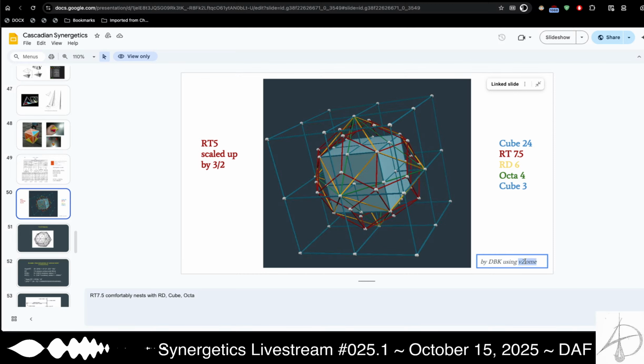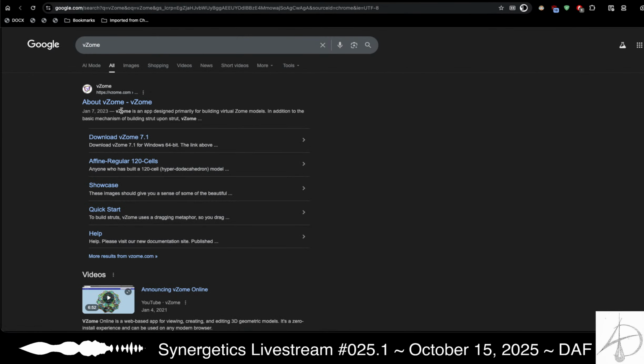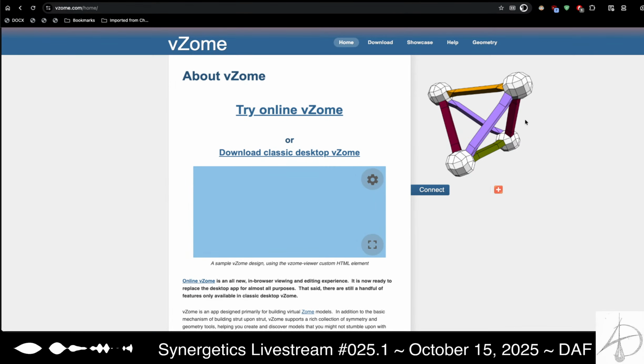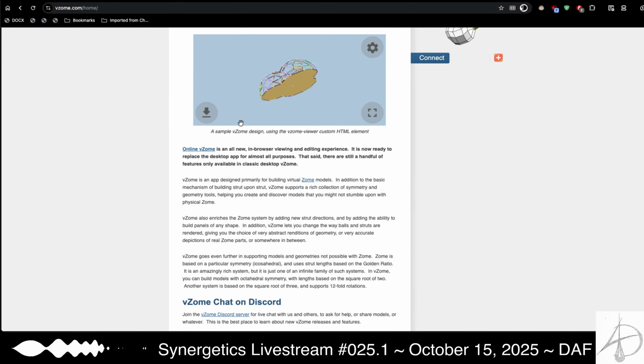And this looks like it's by Mr. Koski using the Zome. So people may be familiar with the Zome toy. It's not a toy. It's physical materials that you can play with, but it's also a computational modeling toolkit.